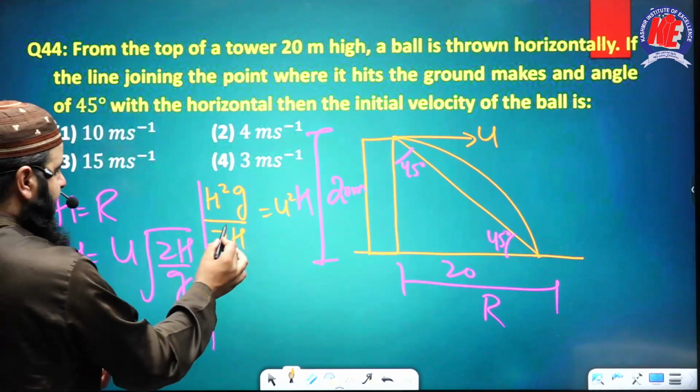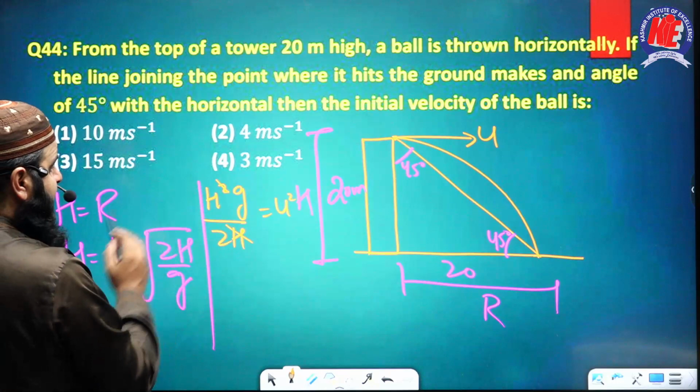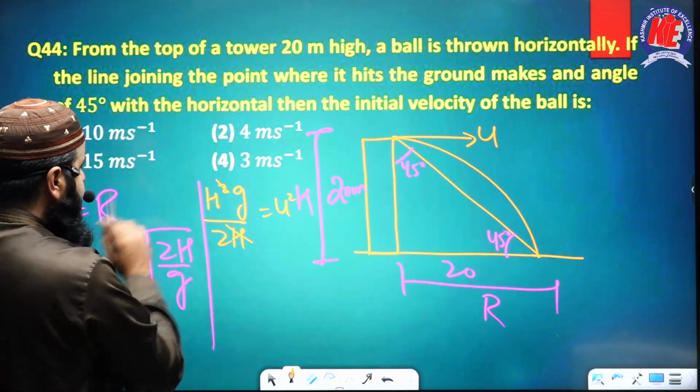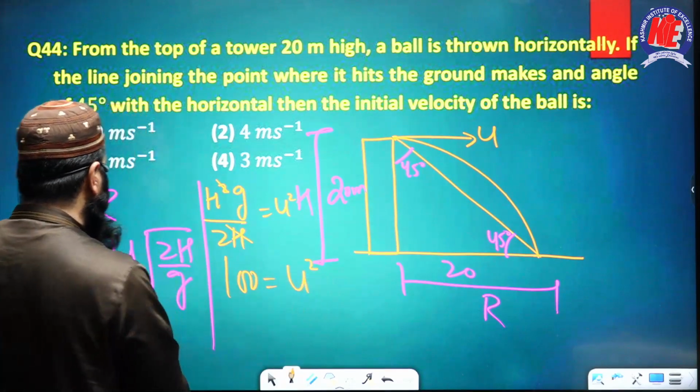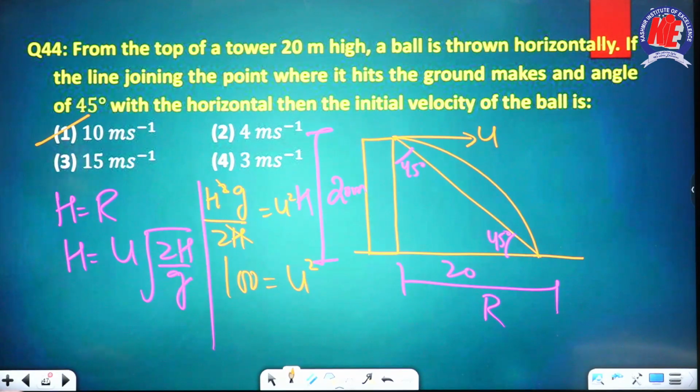अब एक काम करो, एक h और स्क्वायर चला गया, h आपका 20 है, 20 into g, that's 200 by 2, that's 100. So u square is equal to 100, yeah, u will be equal to 10. 10 meter per second is the right answer.